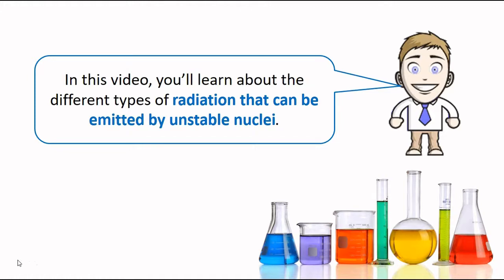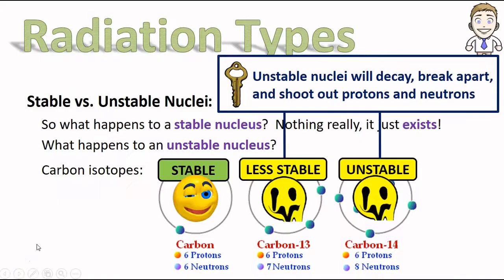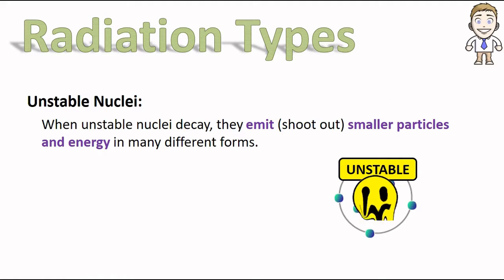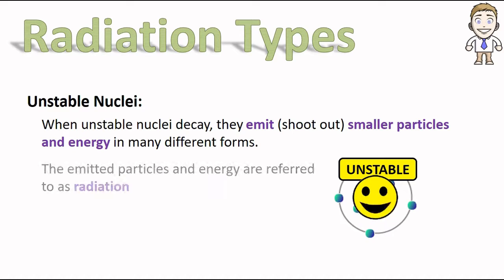In this video we're going to learn about the different types of radiation that can be emitted by unstable nuclei. First of all, remember from the last video that nuclei of atoms can either be stable, which means they just exist, or unstable, which means they decay, break apart, and shoot out smaller particles known as protons and neutrons. This video is going to focus on those unstable nuclei and the types of particles they can emit. That's the technical word for shooting out smaller particles and energy in all kinds of different forms.